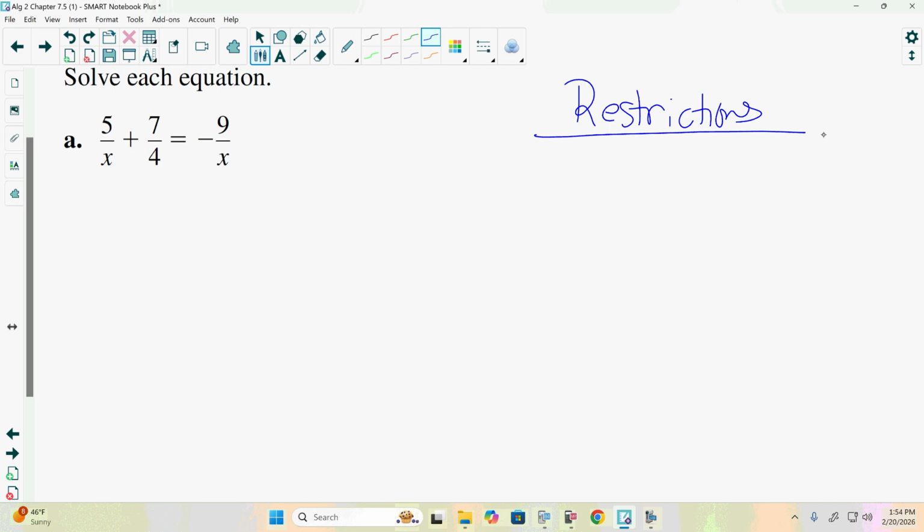Now, our restrictions is actually kind of nice for this one. Because if we look at the 3 denominators, they're all factored because they're x, 4, and x. And the only two places where we actually have a variable, that variable is just x, yes? And that denominator cannot be what? 0. So we'll solve that, okay? And it's just telling us that x cannot be 0. All right.